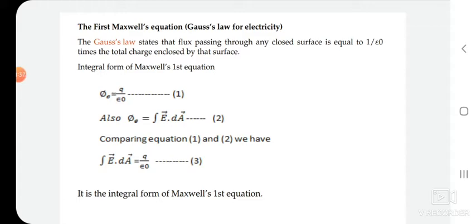These equations explain how magnetic and electric fields are produced from charges. The basic concept of these Maxwell equations gives an idea of how magnetic and electric fields are produced from charges.